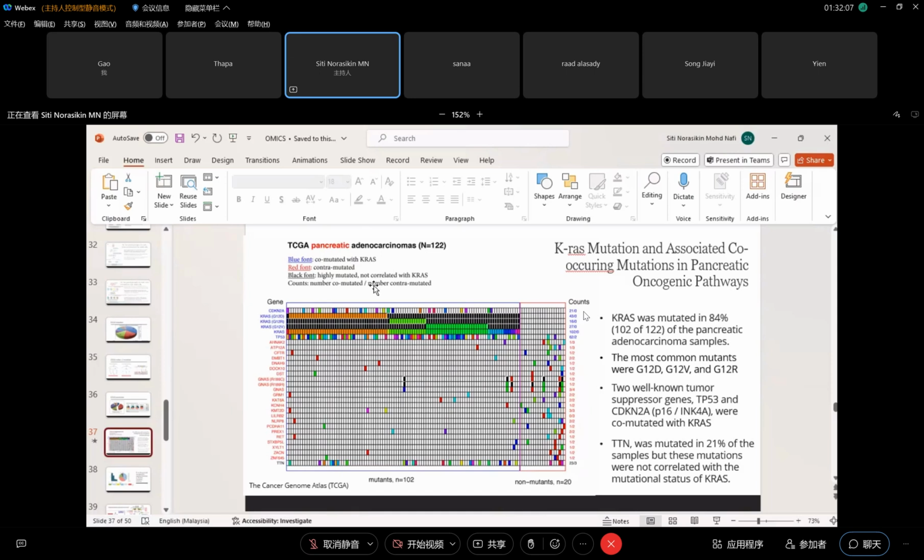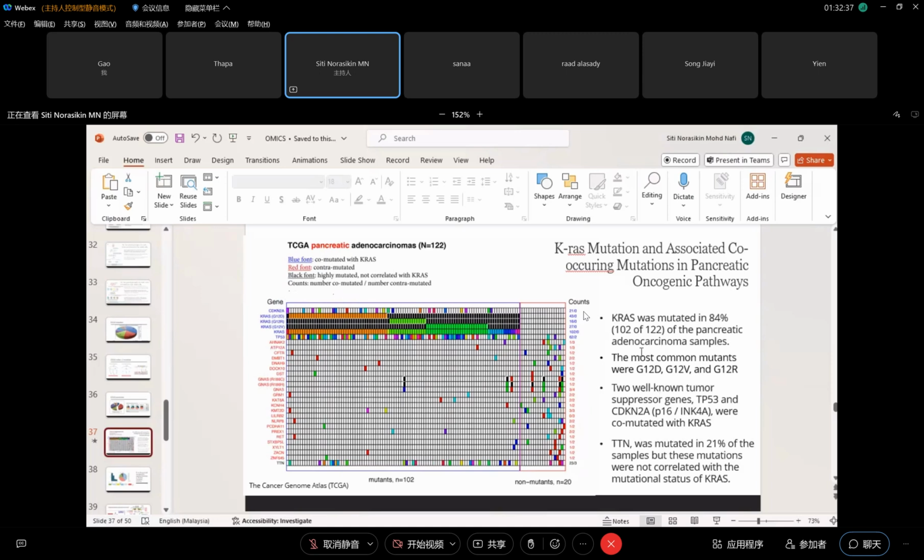And then the red font here is a panel of genes which are contra-mutated. Some patients have this mutant, some may not. And of course, they provide the black font, which represents genes that are highly mutated but not correlated with KRAS.